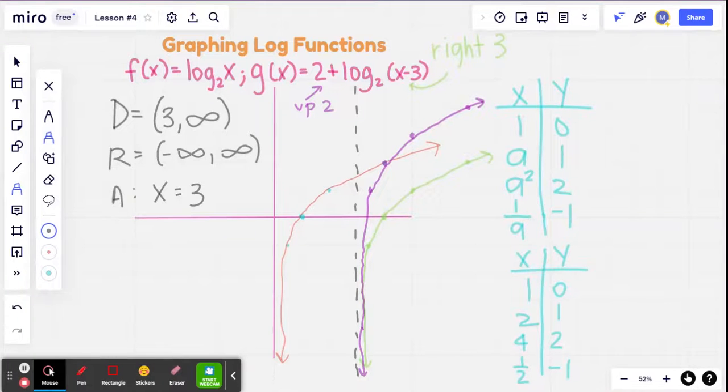So that is how you graph those two log functions. I apologize once more for the different setup, but I hope you guys enjoyed this video and learned how to graph these log functions.